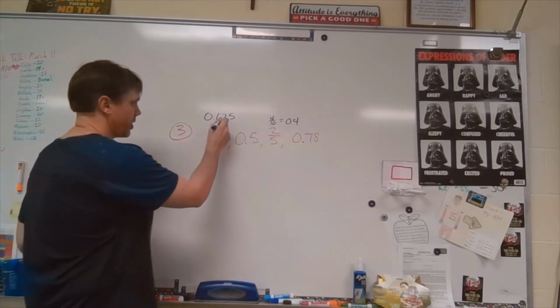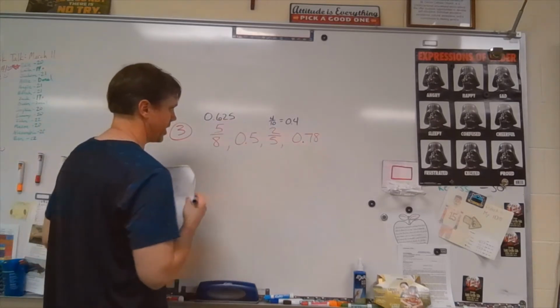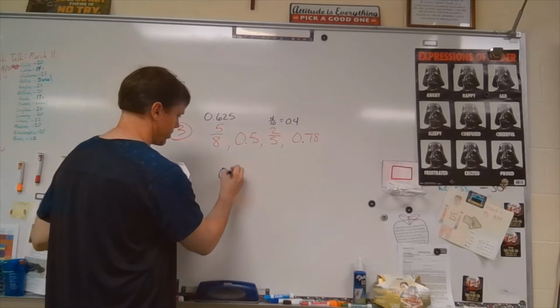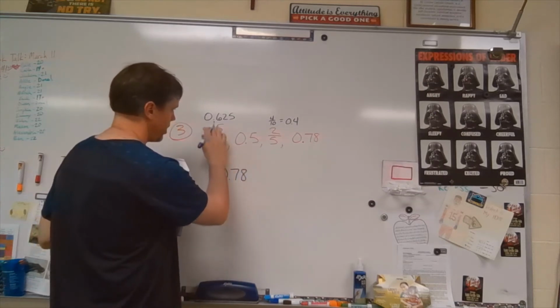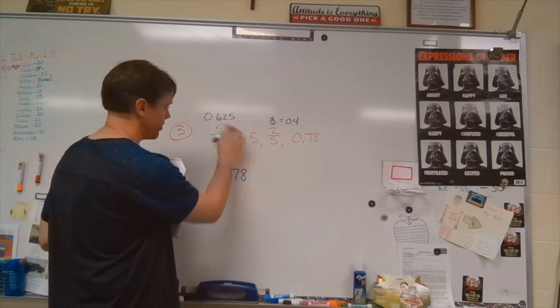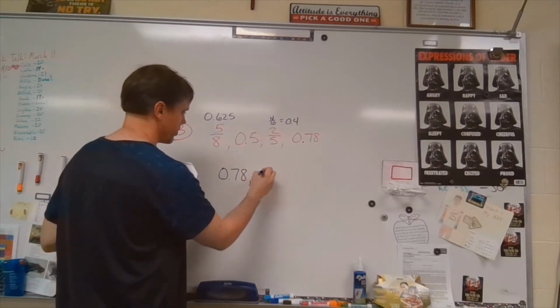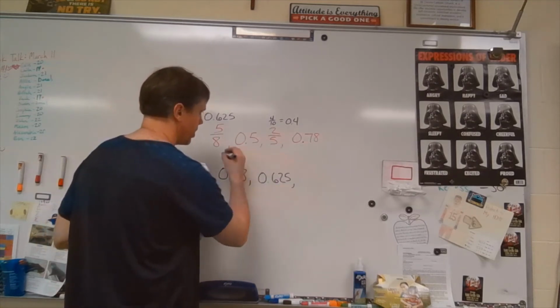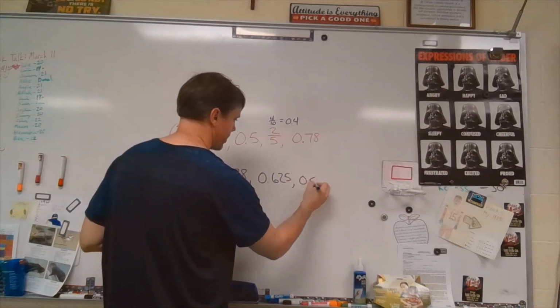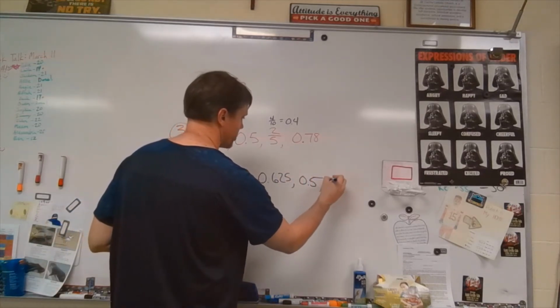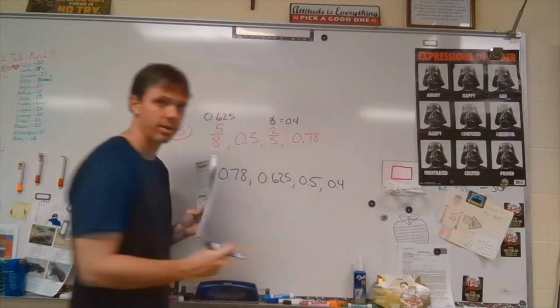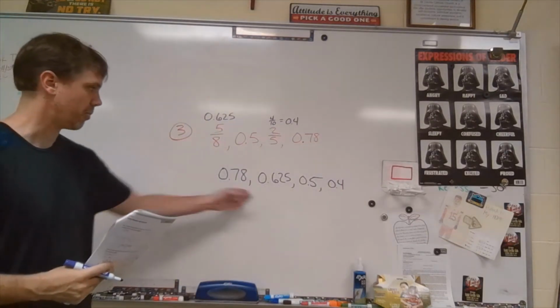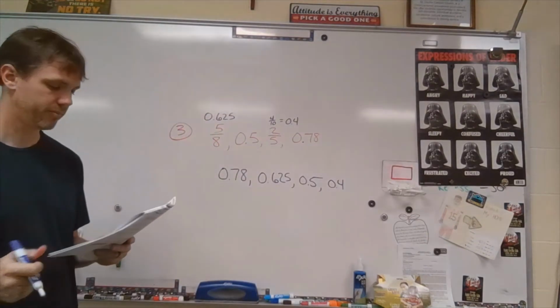All right. So now we have all our numbers, and we need to go from greatest to least. Well, 0.625 is less than 0.78. So that's going to be our first number, 0.78. And 0.625 is bigger than 0.50, so next we have 0.625. Then we have 0.5, and we have 0.4. All right, so that's the answer to number 3.